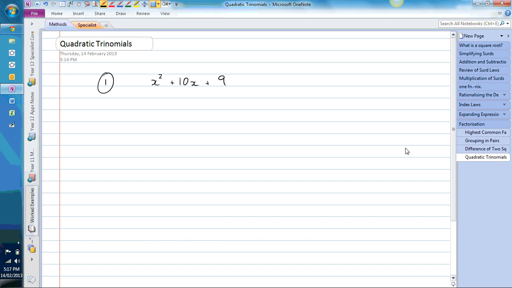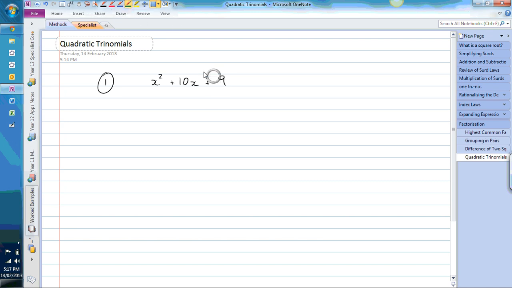A quadratic trinomial is an expression that has three terms in it. That's why we call it a trinomial. And the quadratic part of the name refers to the highest power. So quadratic means it's got a squared as its highest power. So anytime we see a quadratic trinomial, we need to use this method to factorize it.